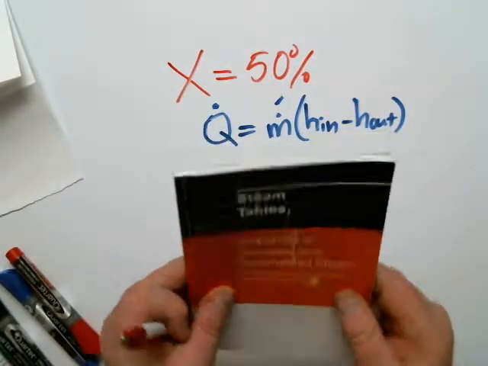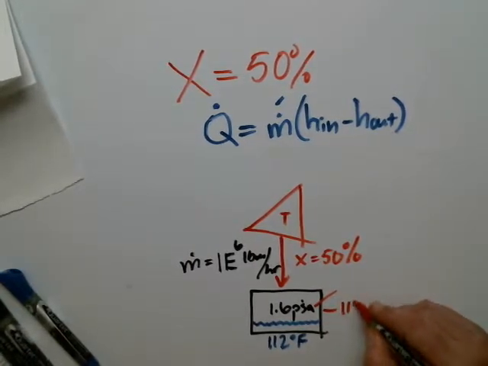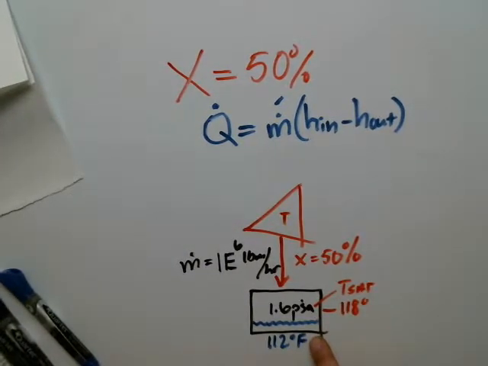So I grab my steam tables and I'm going to go to 1.6 psia, and I see that 1.603 psia has a saturation temperature of 118 degrees. So Tsat at this pressure is 118 degrees Fahrenheit. So I recognize 112 degree water is subcooled by 6 degrees in the hot well, which is pretty good. That's desirable. About 6 degrees would be great.